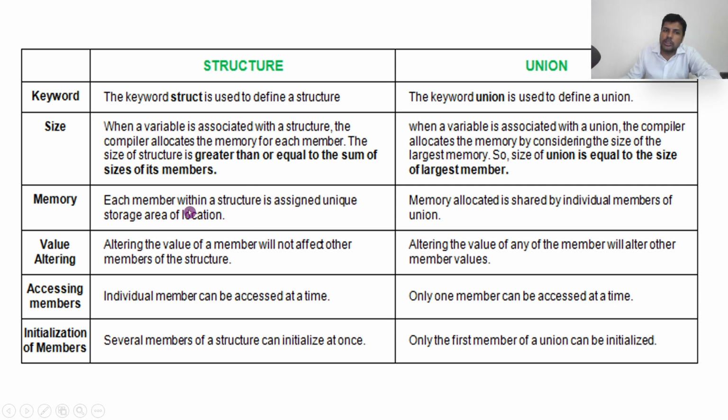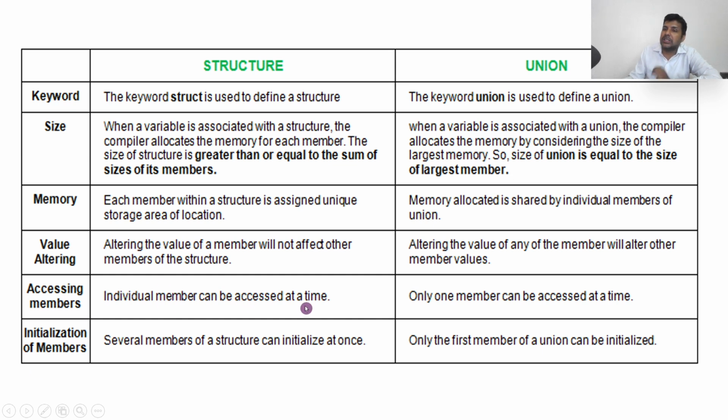Each member within a structure is assigned unique storage. Everybody has separate storage, but in a union, memory is allocated common, shared by individual members. So they all have a common memory, so they will share the memory. Altering the value of a member will not affect the other members in a structure because they have separate memory. So if you delete something, also no issue. But when it comes to union, it contains all the values in the same memory. So any changes done, any alteration done, automatically it will affect the remaining values.